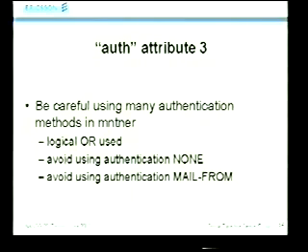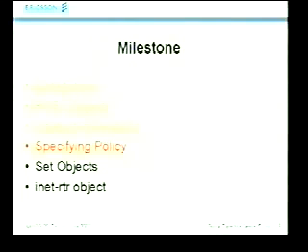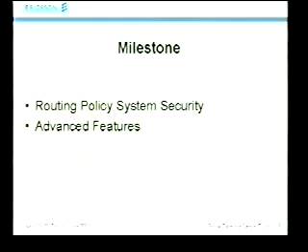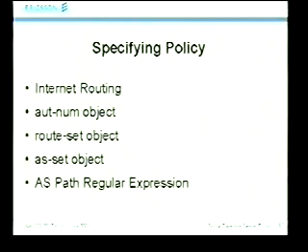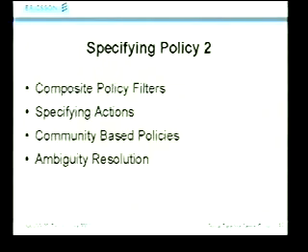Okay. Thing is, I'm just watching my time and how little I've got left, so I have to move up a gear or two. Specifying routing policy. The next part: we have looked at background RPSL objects and contact information. Let's look at specifying policy. Look at internet routing, the aut-num object, the route-set object, AS-set object, AS path regular expression, composite policy filters, how to specify actions, community-based policies, and ambiguity resolution.